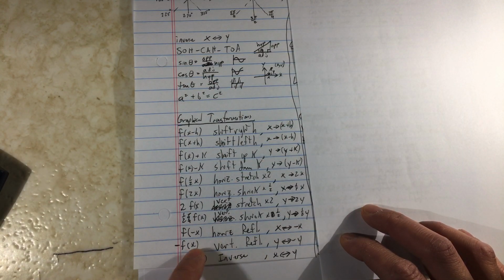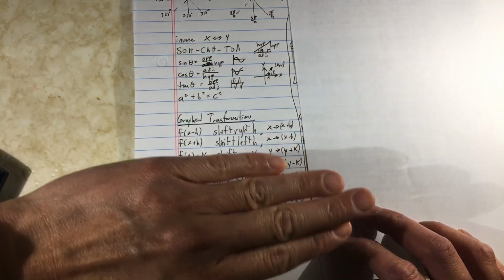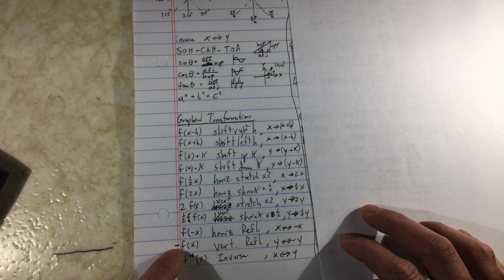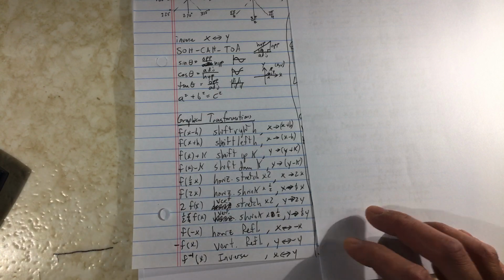And then negative f of x is a vertical reflection, which means you're going like this. Again, the negative is outside. And then the inverse function, you just switch x and y coordinates. All right, so that's what all of these are.